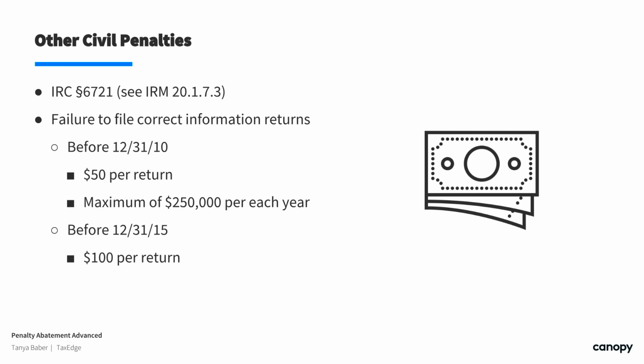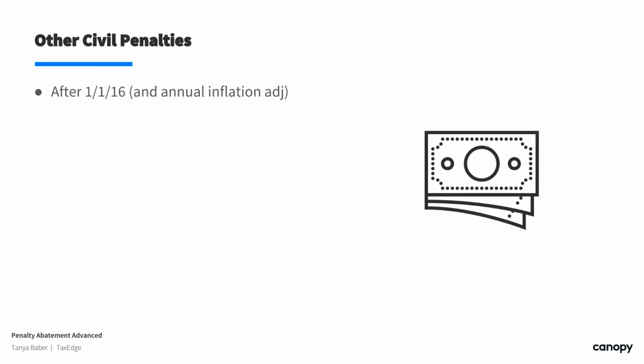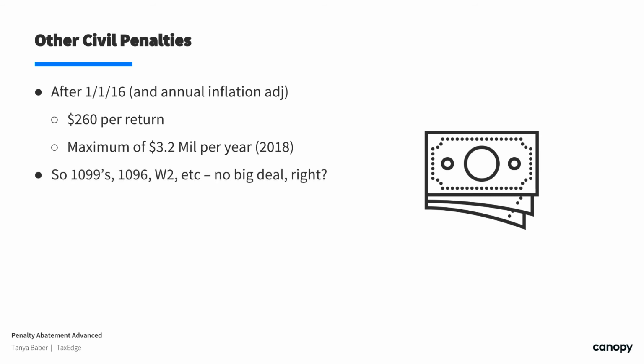But after that, and each year now after, we're going to have an annual inflation adjustment, we're looking at $260 per return, so more than doubling, and that is a maximum of $3.2 million per year. That's our indexed amount for 2018. So what they're doing is substantially increasing penalties in order to try to force compliance. So all the people that think, oh, I don't file 1099s, that's no big deal, right? Each 1099 not filed carries that penalty, as well as the 1096. So one contractor, one 1099 and one 1096, that's still over $500 penalty. W-2s, W-3s, all those fall within this world of the information returns.